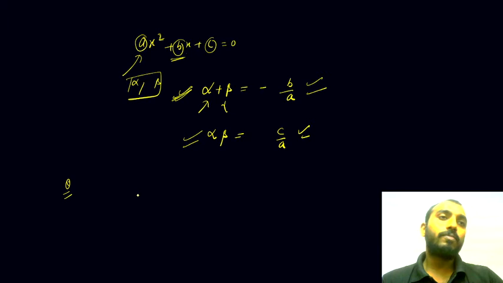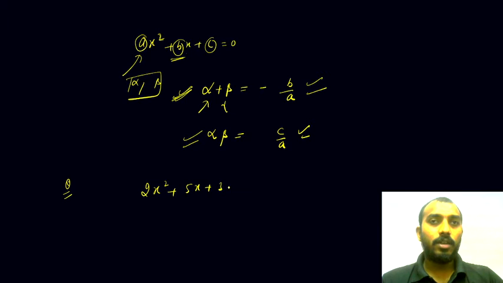Let us take an example. Let I have an equation 2x square plus 5x plus 3. This is our quadratic equation. How do we find the sum of roots? I have already told you the sum of roots becomes minus b by a. What is the value of b?